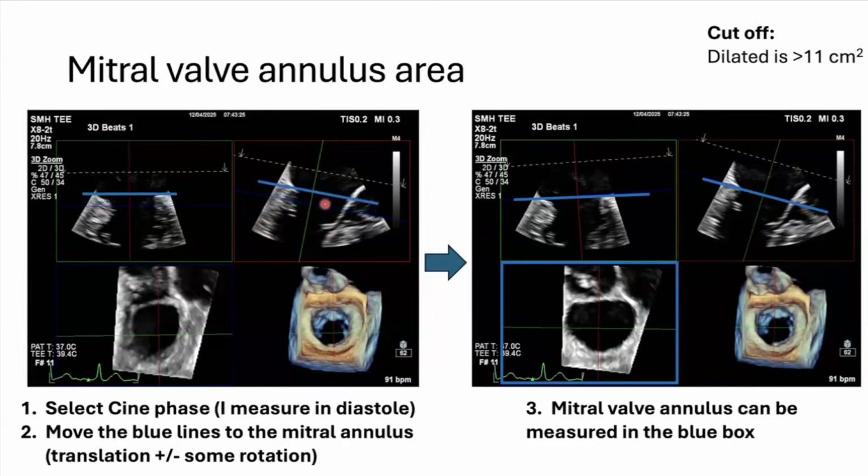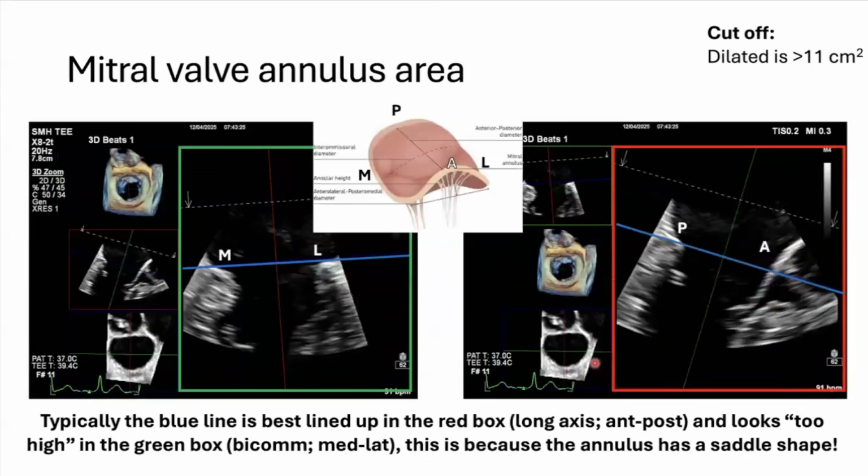And then I measure it in the same plane because it's just easy. I translate the blue line up as shown here, and then there might be little bits of rotation to make sure that we're lined up with the annulus, and then it produces this saddle-like shape in the blue box, which we can then highlight and measure.